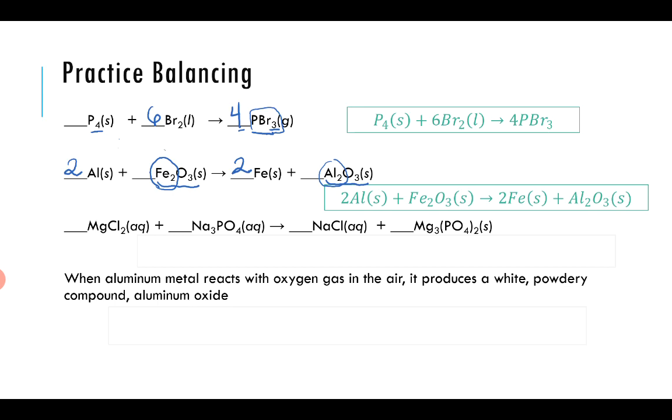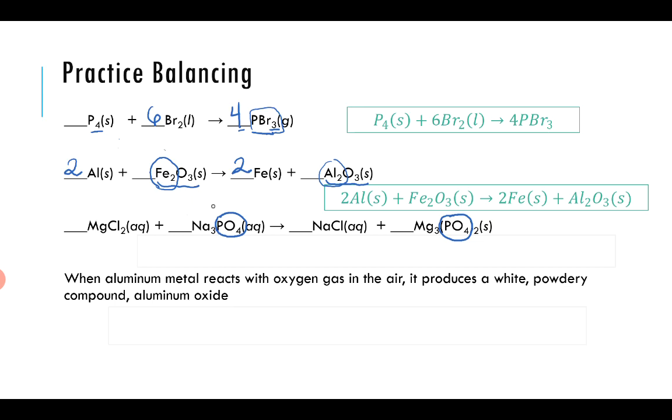All right, next up we have this equation. This one has a polyatomic ion. PO4 is a polyatomic ion, and notice how it stays as PO4 on this side. That means we don't have to think of our polyatomic ion as separate phosphoruses versus oxygens. We can think of it as a whole. It behaves as one ion.